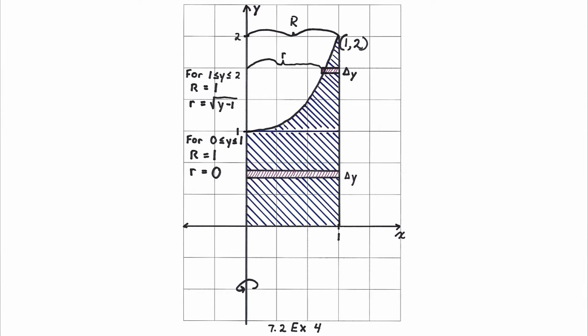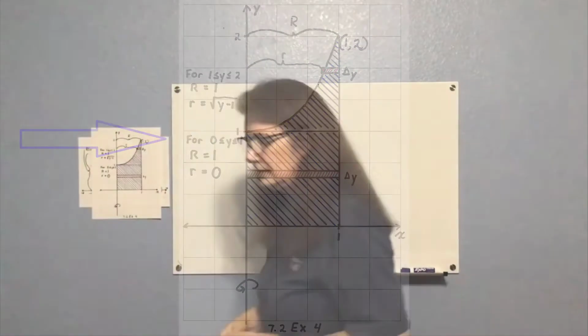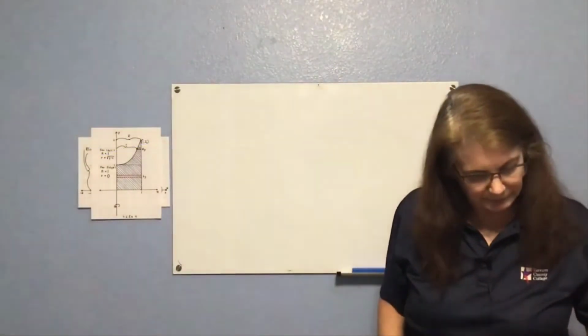Okay, and I've got a couple rules written up here. When y is in between 1 and 2, my outside radius is r, and my inside radius is the square root of y minus 1. That's this curve. When y is in between 0 and 1, my outside radius is 1, and my inside radius is 0, because this is a solid base.